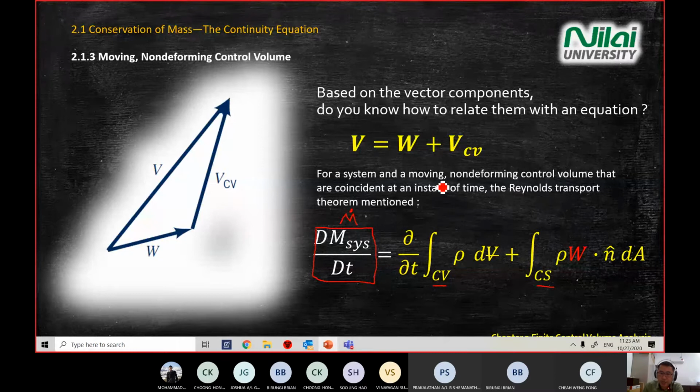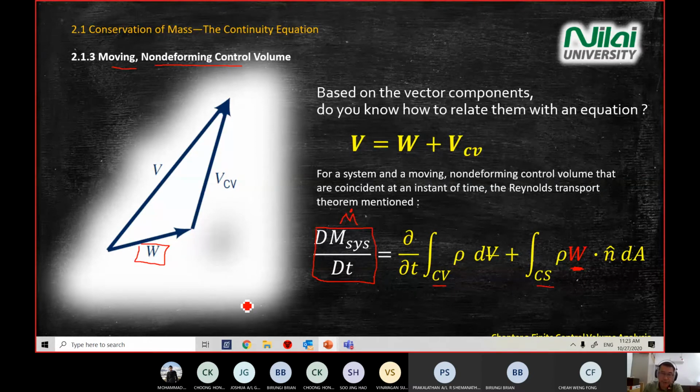For a moving non-deforming control volume, we will not use V, but we'll use the W component instead. Take note now. For the control surface component, the velocity here, we will use the W, which is the relative velocity. Okay, copy this one down for question 10.